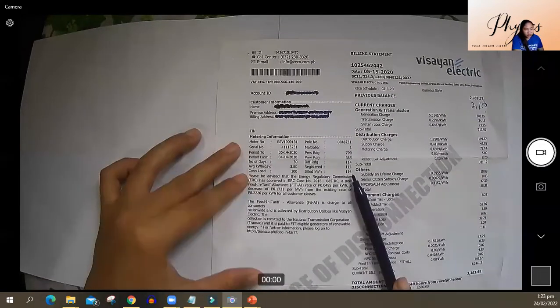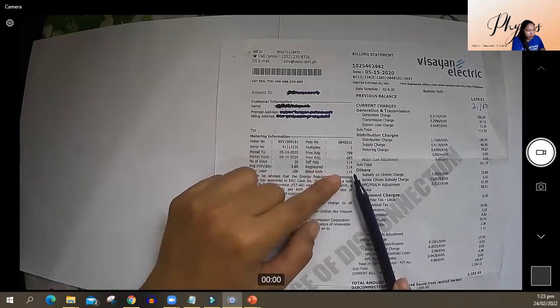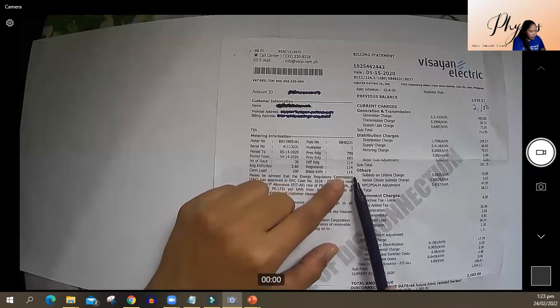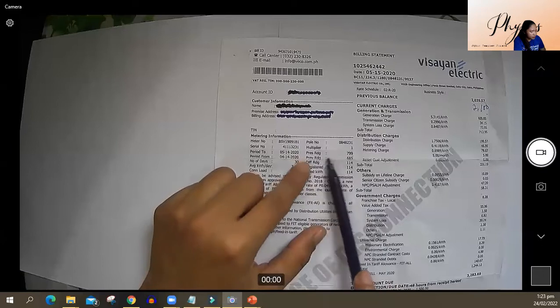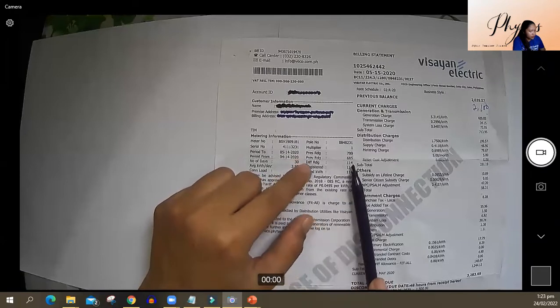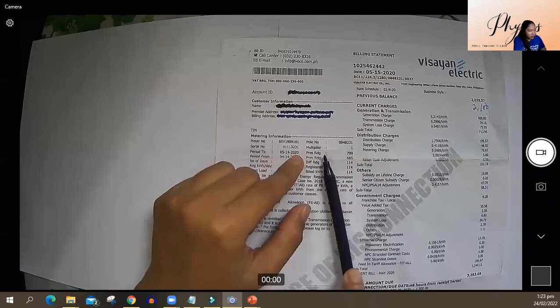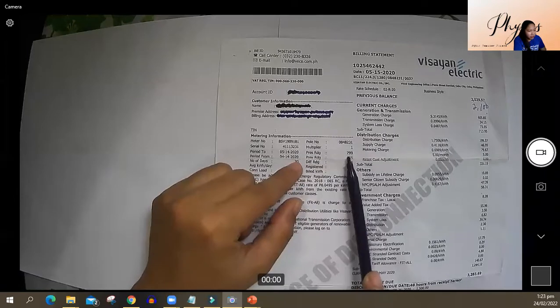This is where you will get your usage for the month in kilowatt hour. So if you see here, your billed kilowatt hour is 114. This 114 is from the present reading and the previous reading. So all you need to do is to subtract the present reading and the previous reading. This is from the reading in the meter.